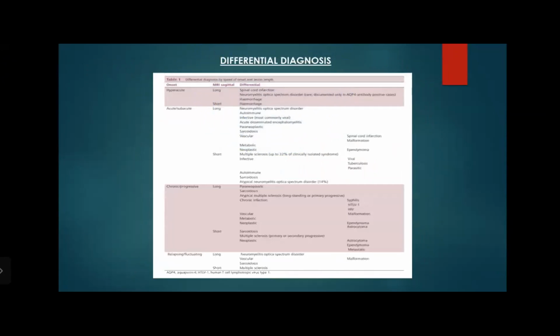In the differential diagnosis, we generally decide by the stage, which stage the lesion is in. For hyperacute lesions, if the sagittal MRI shows a long lesion, the differential diagnosis includes spinal cord infarction and neuromyelitis optica spectrum disorder. Also there is hemorrhage. For the short one, there is only hemorrhage. For subacute and acute, there are long and short lesions. In the short one, there is metabolic or neoplastic disease. In the long one, there is autoimmune, maybe infectious, or maybe acute disseminated encephalomyelitis. Then there is the chronic one and relapsing also. I have shown this in the diagram, like the differential diagnosis.